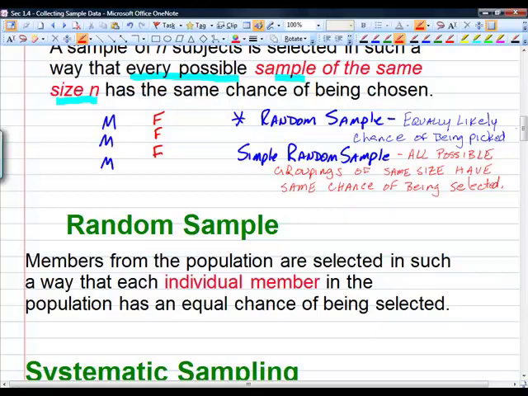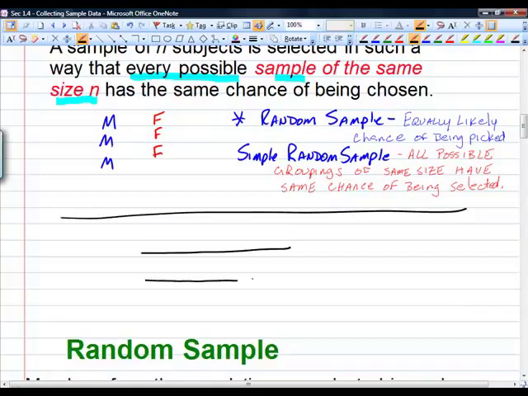Okay, 1, 2, 3, 4. There are 4 rows of people in this room. So here's one row, here's another row, here's another row, here's another row. Assuming that every row has the same number of people on it, I could have a deck of cards. And if I draw a heart, this row is selected to do something. If I draw a diamond, this row is selected. If I draw a spade, that row is picked. And if I draw a club, this row is selected.